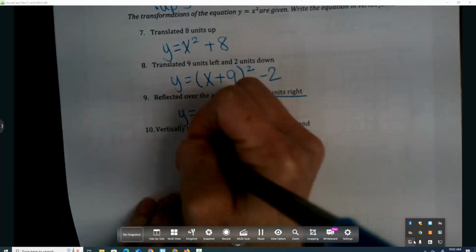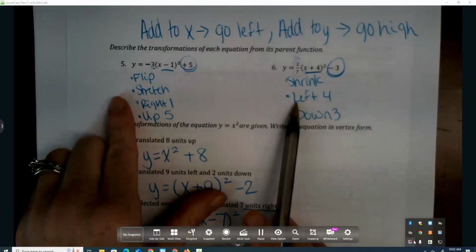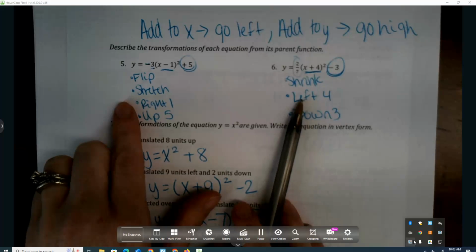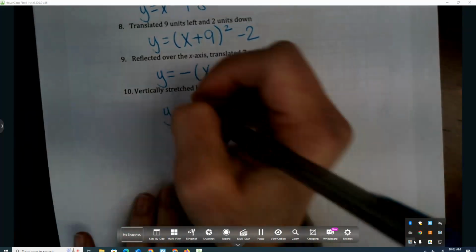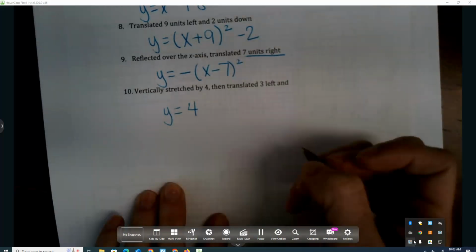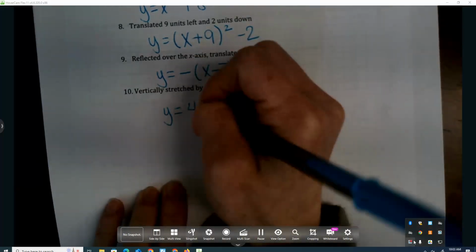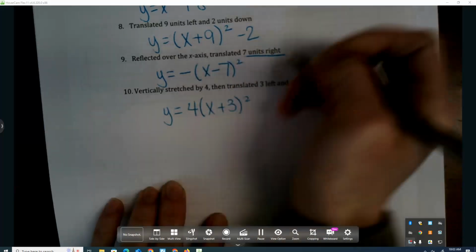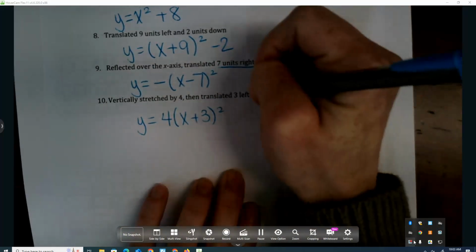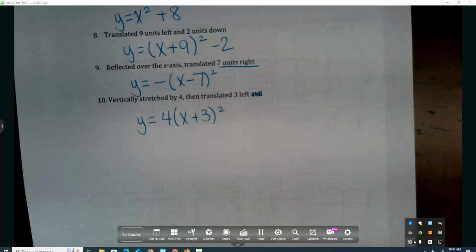And the final one, vertically stretch by 4. Look at 5 and 6. What made something stretch or shrink? Okay, if it was bigger than 1, then we are multiplying by it. So to stretch by 4, we're taking it times 4. I'm going 3 to the left. So that means you have to have x + 3 squared. And looks like I left off something. Just scratch out that and there. So 4 times x plus 3 squared.